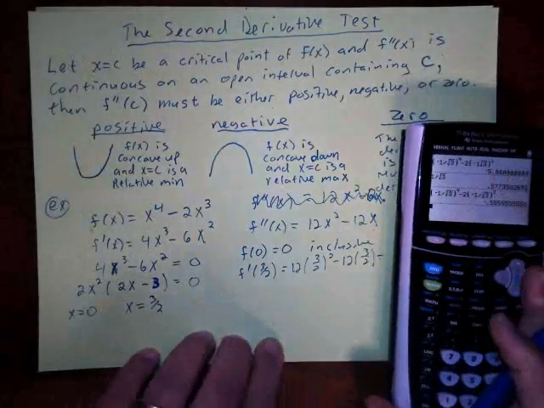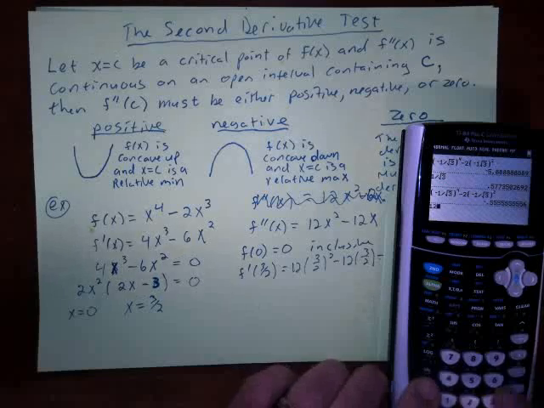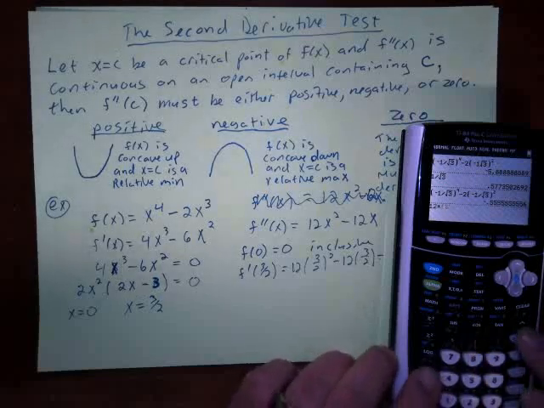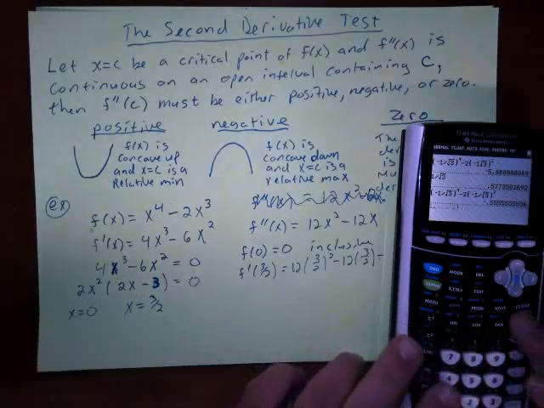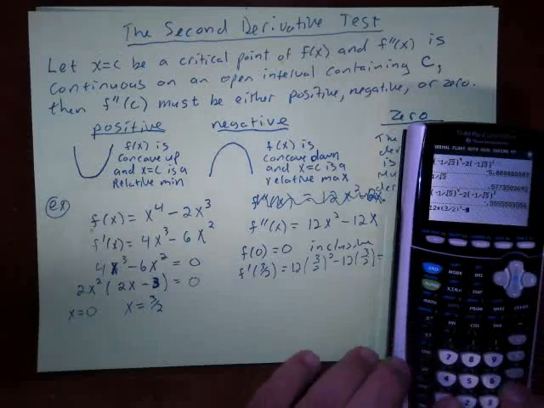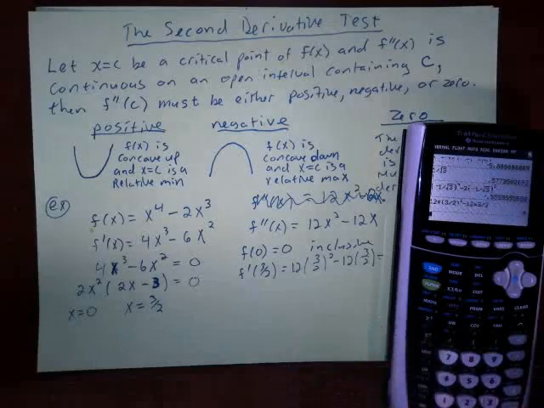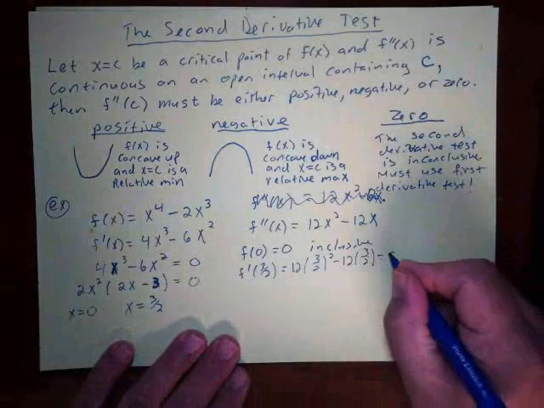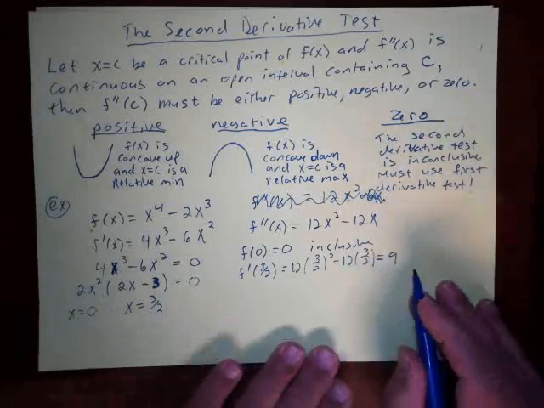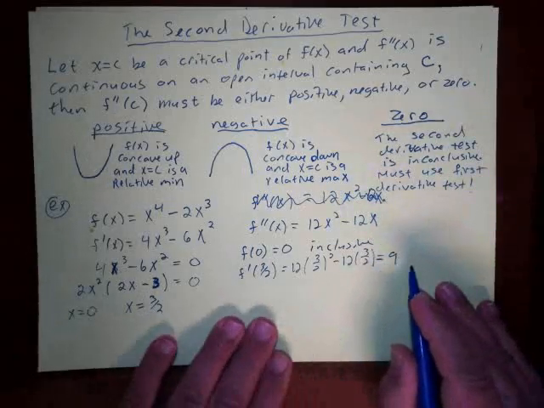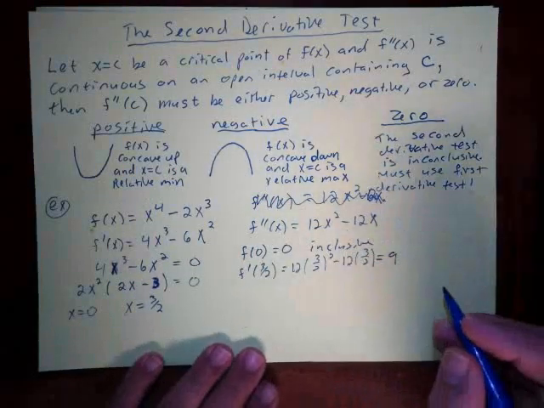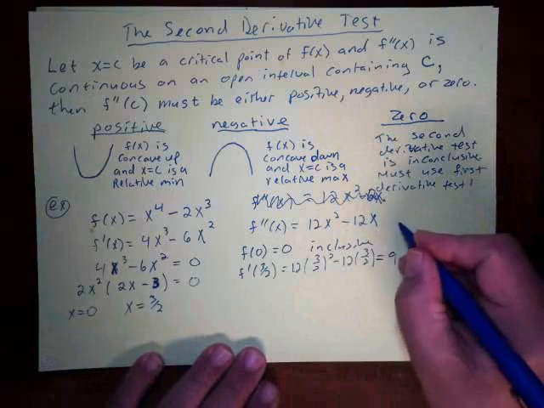Well, I'm going to go ahead and plug it in. 12 times 3/2 squared minus 12 times 3/2. And I get 9 here. So that means it's positive. The second derivative is positive, and so x equals 3/2 here is a relative min.